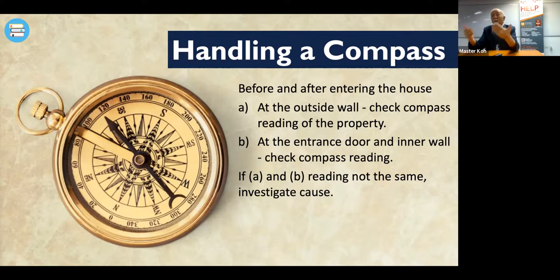After that, then you go into the house. The first thing we do is we stand at the main entrance door, looking out and looking in with the compass, and see again at the door, is the needle stable? Meaning to say, outside and inside is always the same. If it's not the same, remember, we want to investigate further why it is not the same.